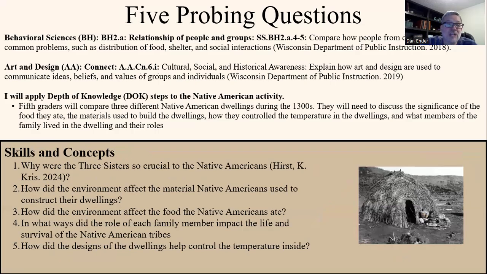The second level, skills and concepts. These are five of the probing questions I would ask. Why were the three sisters so crucial to the Native Americans? How did the environment affect the materials Native Americans used to construct their dwellings? How did the environment affect the food the Native Americans ate? In what ways did the role of each family member impact the life and survival of the Native American tribes? How did the designs of the dwellings help control the temperature inside?